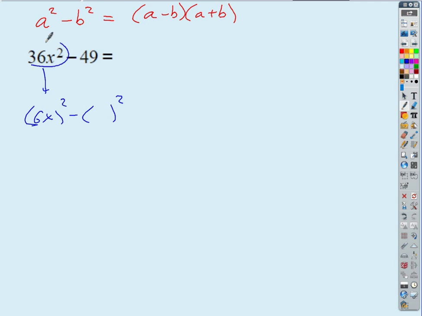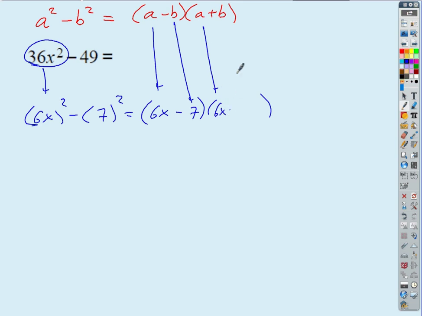The term 36x squared could be written as the quantity 6x squared. What about 49? Okay, so now all we have to do, that's our A and that's our B, so we're just going to follow our pattern. We're going to get A minus B times A plus B. And we're done. It's backward.